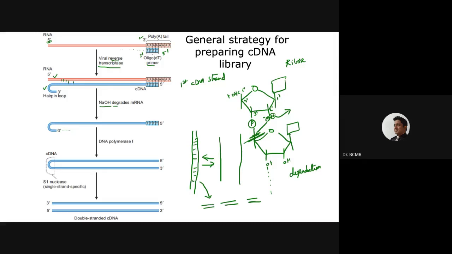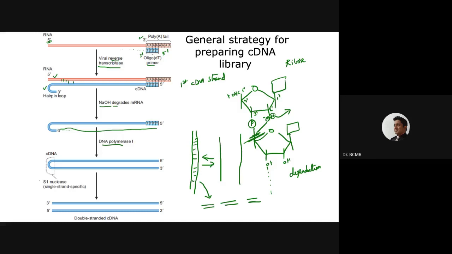So now we got rid of the mRNA. All we have is the first cDNA strand. Upon addition of DNA polymerase 1, it will synthesize the second strand as well. The question is, is it a second strand at all? Is it one strand or two strands? It's actually a single strand, right? It is a continuous phosphate backbone.